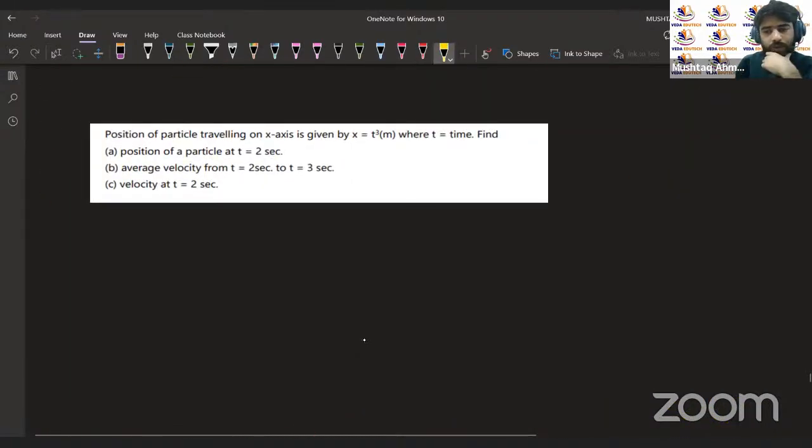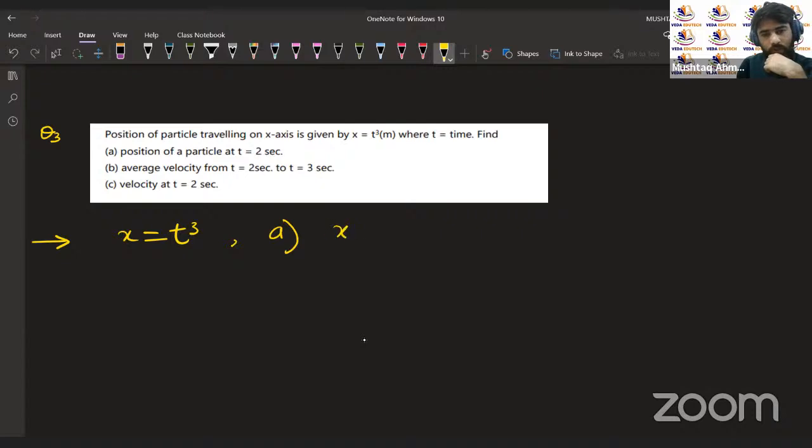Let's move on to the next question. Question 3 says that the position of a particle traveling on the x-axis is given by x equals t cube, right? It's a function of time. Find the position of the particle at time t equal to 2 seconds, right? For part A, after time t equal to 2 seconds, the position will be 2 cube, right? So it will be 8 meters, right?